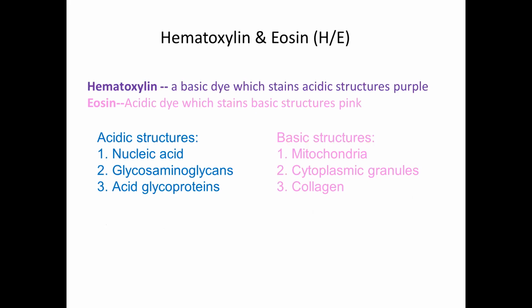Now let us look at the two colors or dyes, as they are called, which are used to stain histological slides. The most commonly used dyes are hematoxylin and eosin, and we write it as H and E. Hematoxylin is a basic dye which stains acidic structures purple. Eosin is an acidic dye which stains basic structures pink. The acidic structures you can see in a cell are the nucleic acids, glycosaminoglycans, and acid glycoproteins. The basic structures are mitochondria, cytoplasmic granules, and collagen fibers.